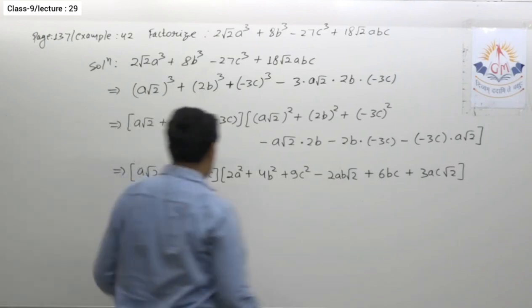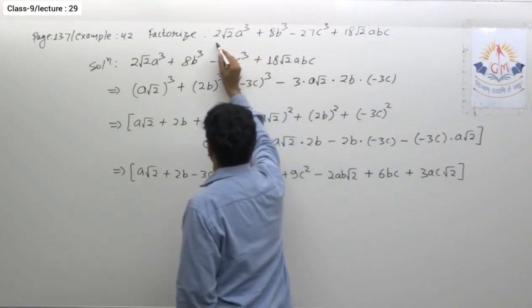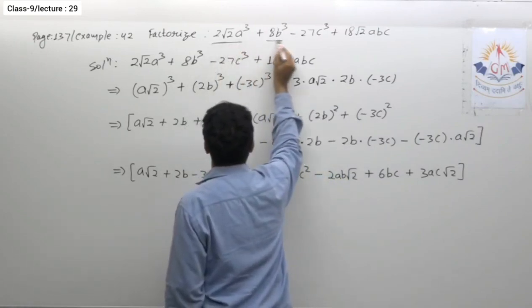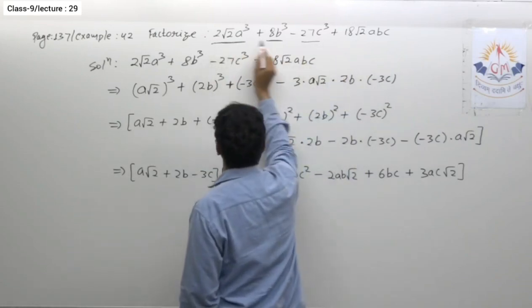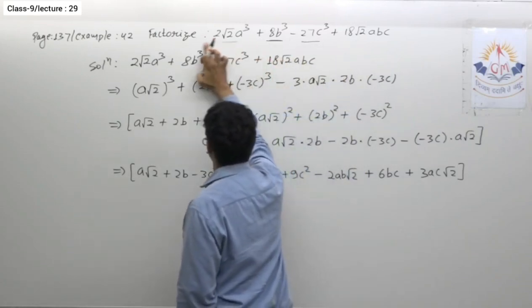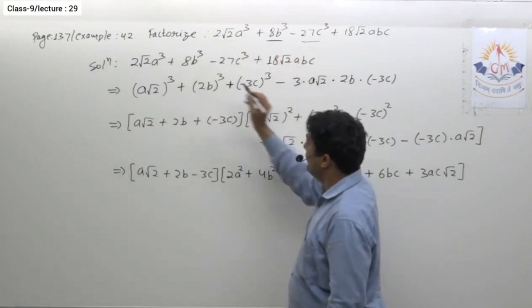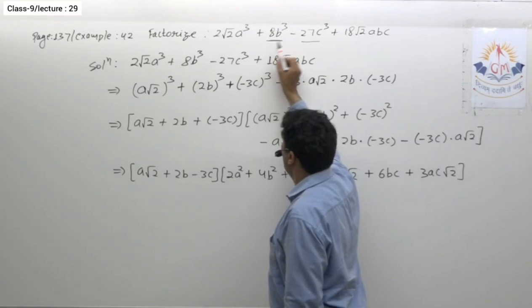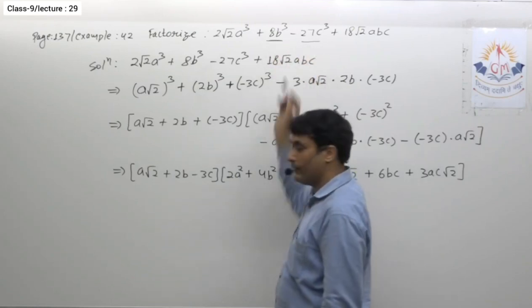Okay, so let me explain this once again in short. First of all, it should come to your mind that these three terms are perfect cubes. As I told you, especially the second and third terms directly give you the idea that they are definitely perfect cubes. This is the cube of 2b and this is the cube of 3c, actually minus 3c.